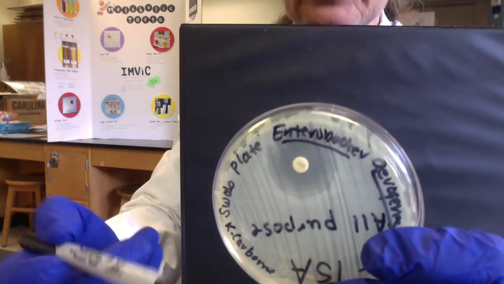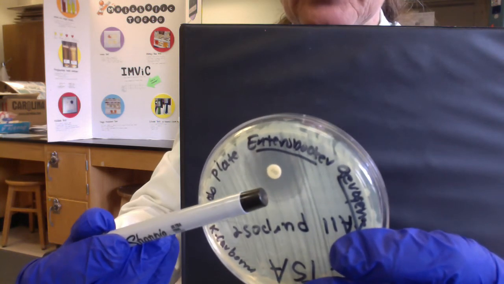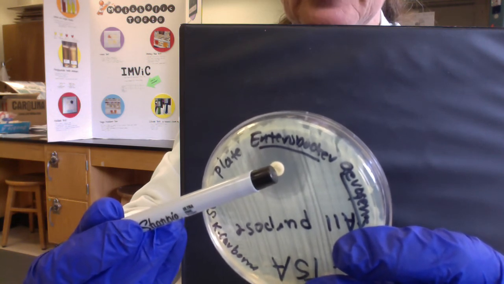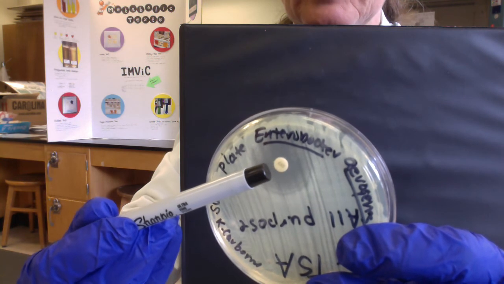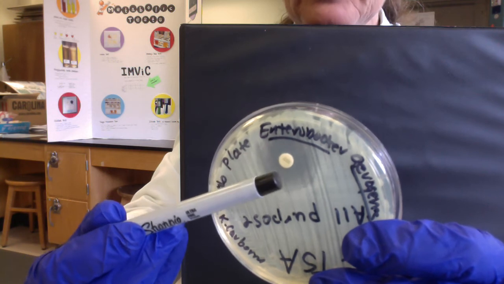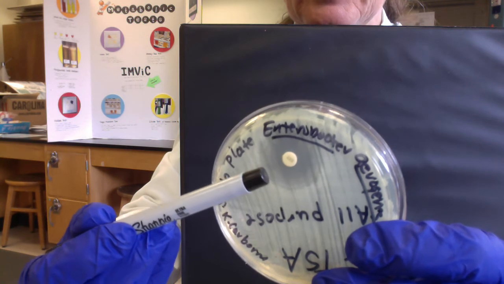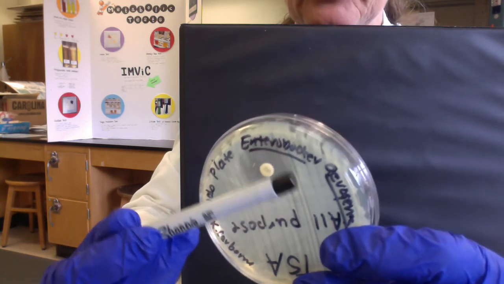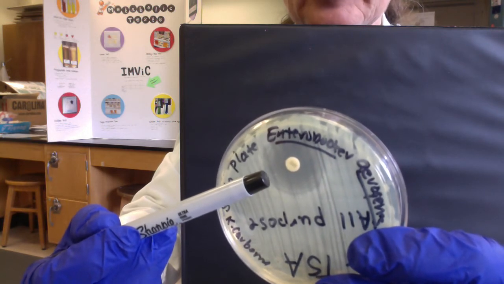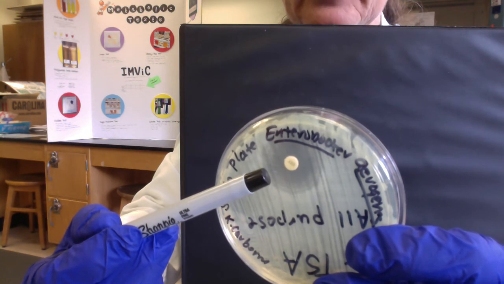Now, an important concept is to know the concentration gradient of the antibiotic. The agar right below the disc will have the highest concentration of antibiotic. As we move away from the disc, the concentration of antibiotic decreases. The concentration of antibiotic in the agar at the border of this zone of inhibition is called the minimal inhibitory concentration, the lowest concentration of antibiotic that can inhibit or kill the bacteria.